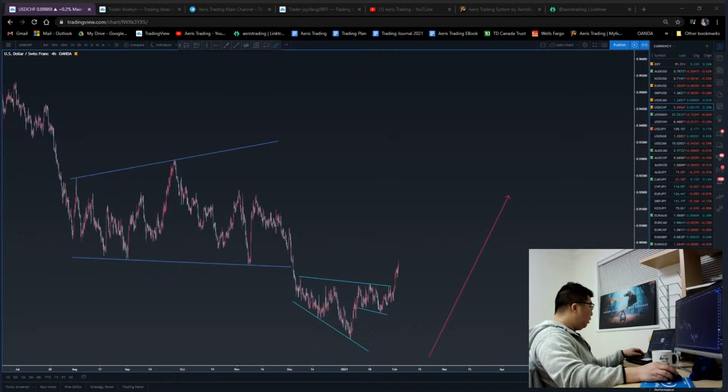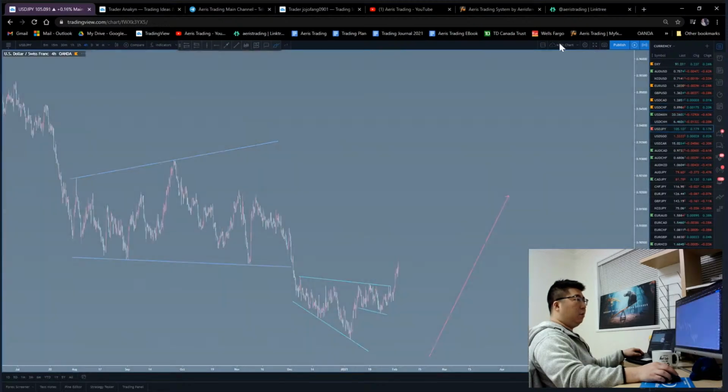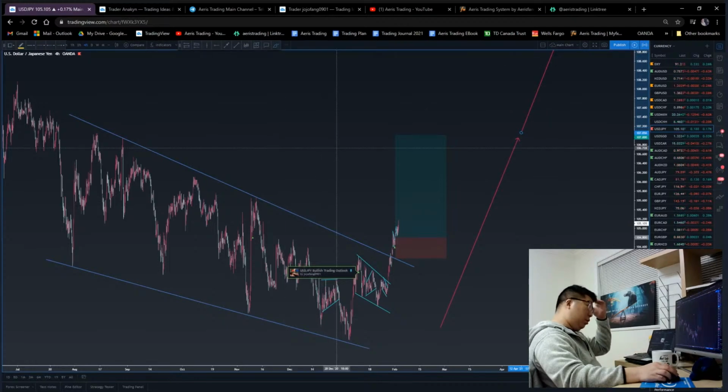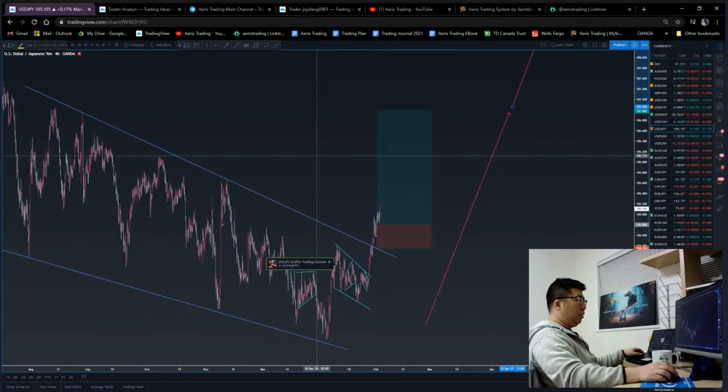So yeah, that's what I see on dollar Swiss. Any question, let me know. Let's continue onwards. Let's talk about dollar yen. So I'm in dollar yen. It's the only position I'm in right now, except Bitcoin. I'm also in Bitcoin, but in terms of position-wise, dollar yen is the only one I'm in.